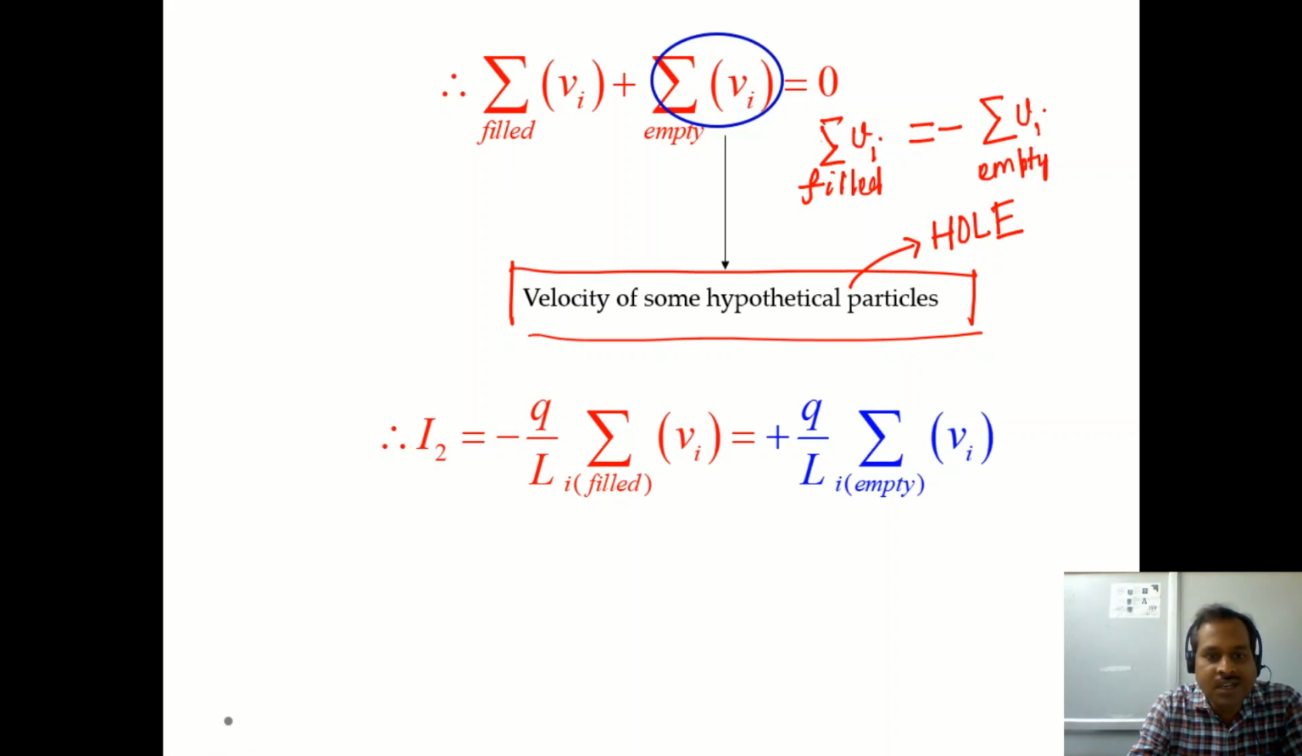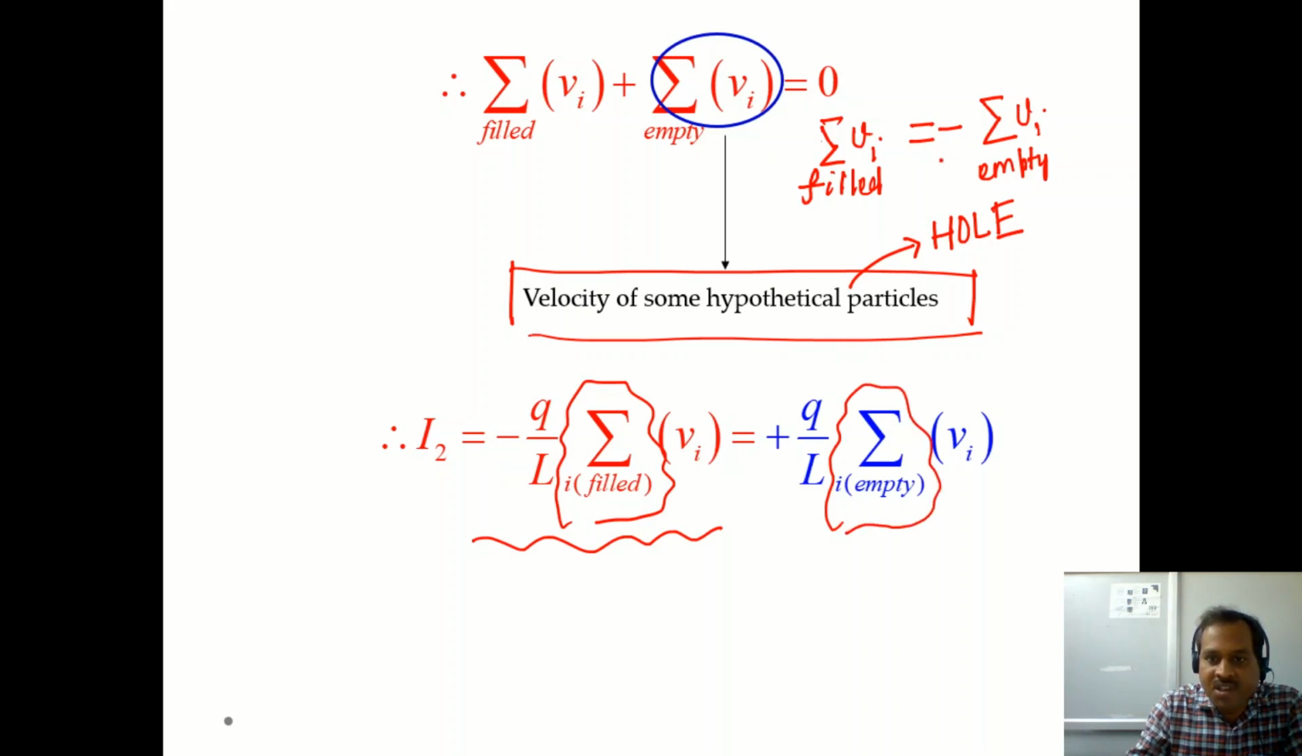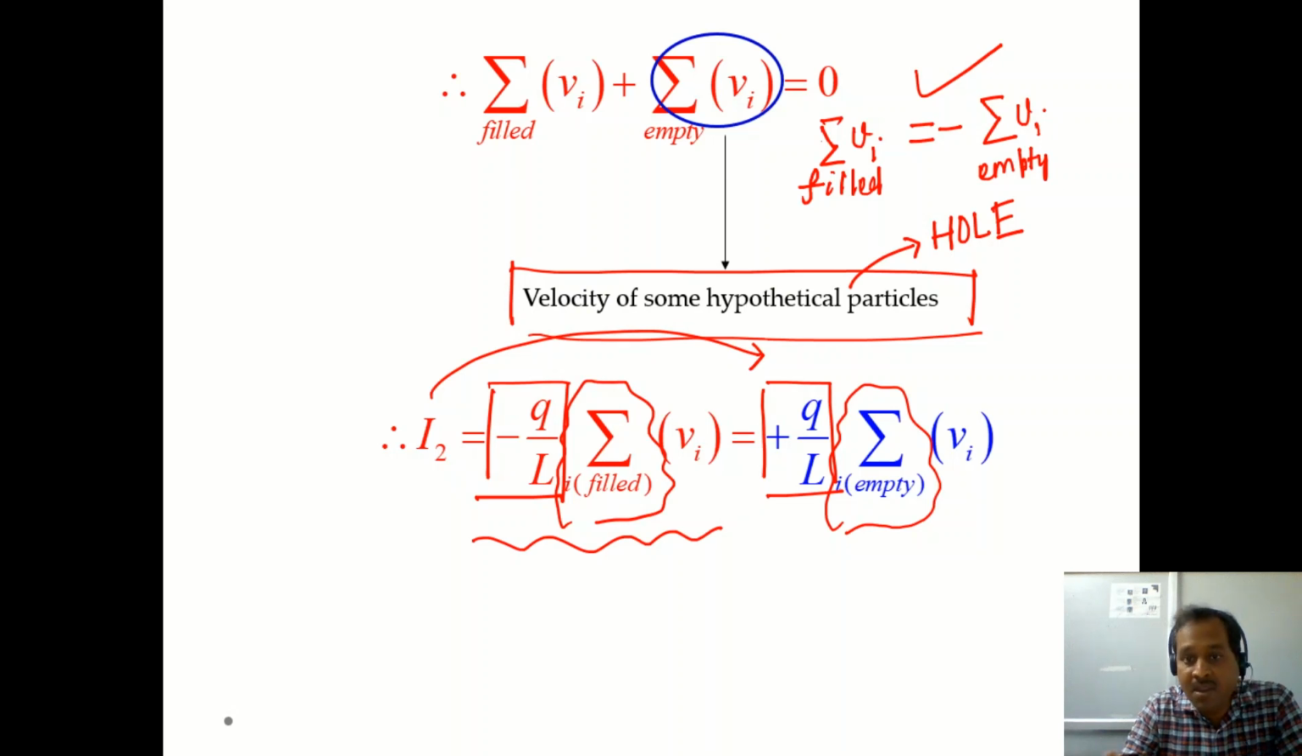Now let us rewrite the current due to band 2. So this was the expression. Instead of summing over all the filled states, now we are going to take the sum over all the empty states. Because of this negative sign, now you have to write it as plus q by L. Earlier it was minus q by L, and because of this relation we have to put a positive sign here, so we can think that the current is due to a hypothetical particle having charge plus q. It is not because of the electrons but because of some positively charged hypothetical particles having charge plus q, and these particles are indeed called holes, which are hypothetical imaginary particles.